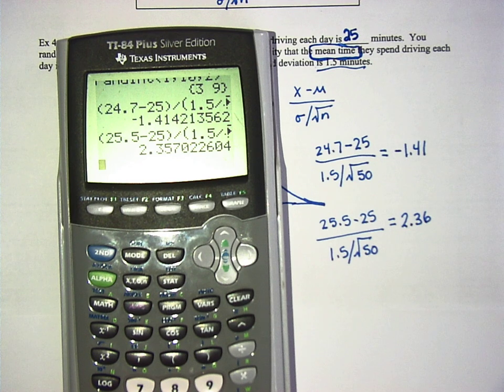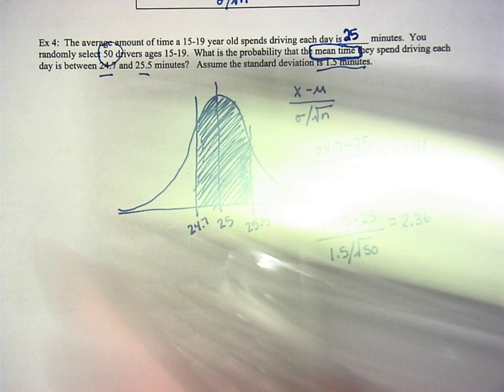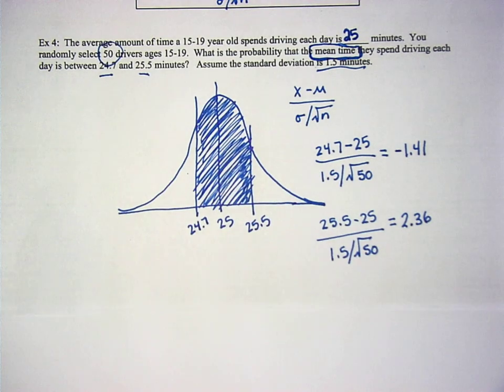And what are those numbers? Z-scores. So how do I find the area between those two? Look on the sheet. When I look this up, am I looking on the outside or the inside? Outside, negative 1.41.